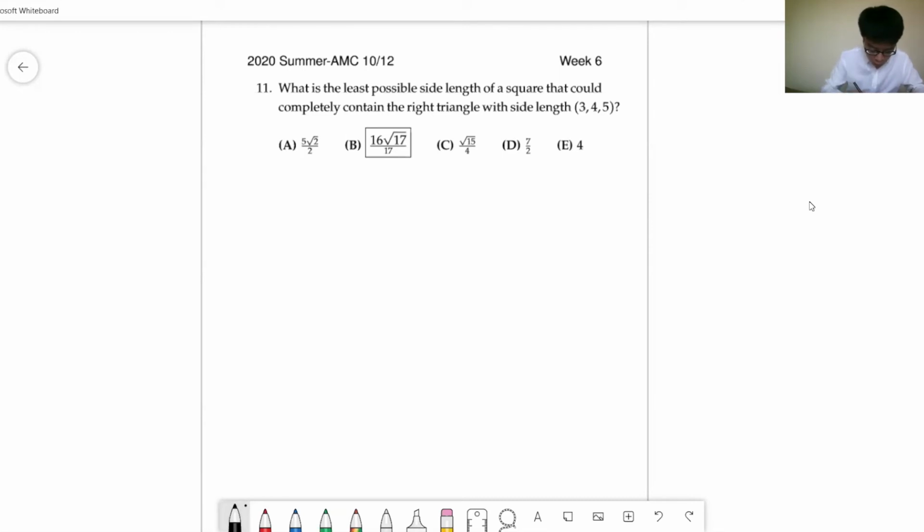So first we know that this triangle 3, 4, 5 can be contained in a square like this with side length 4, okay, with side length 4. So 4 works, but maybe 4 is not the minimum side length. So let's try to minimize this side length. So what we can do is to tilt this triangle.